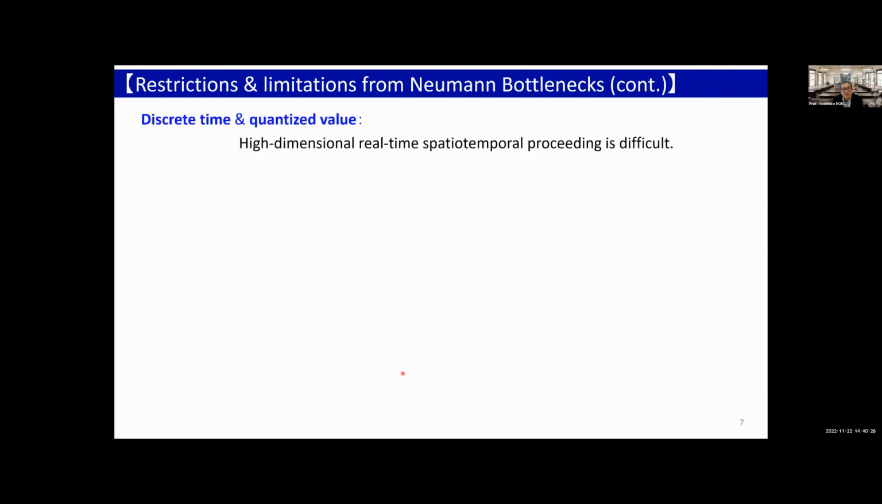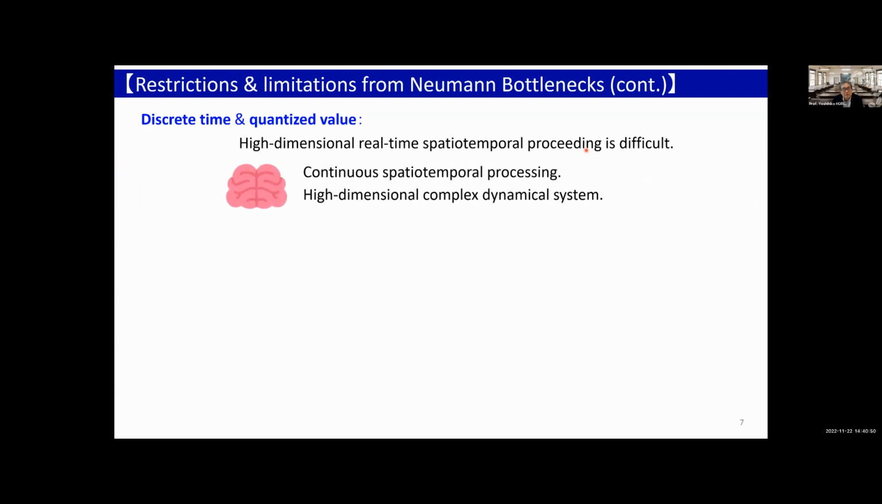Okay, the fourth one is that computation is done in discrete time using quantized values of the variables. So it is kind of hard to do high-dimensional real-time spatial temporal processing. However, the brain uses a continuous spatial temporal processing scheme with high-dimensional complex dynamics.